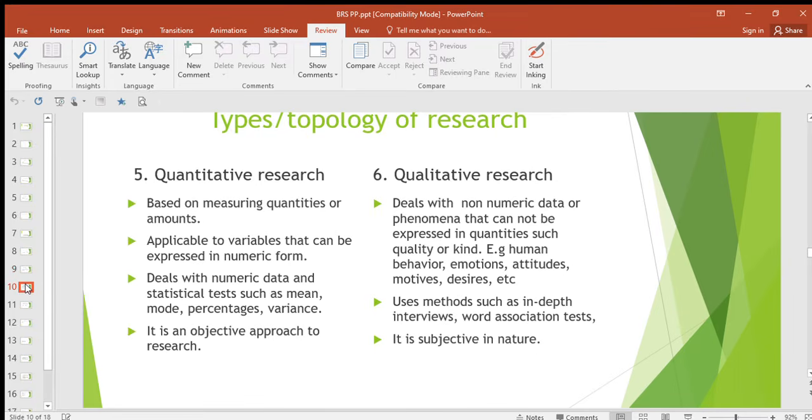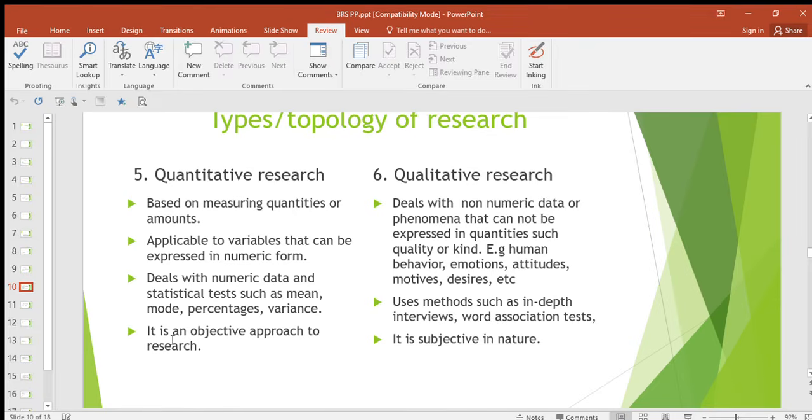Then we go to another category. We have quantitative and qualitative research. Quantitative, as you hear, comes from the word quantity. It's based on measuring quantities or amounts. It's applicable to variables that can be expressed in numeric form, figures. It deals with numeric data and statistical tests such as mean, mode, percentages, variance.